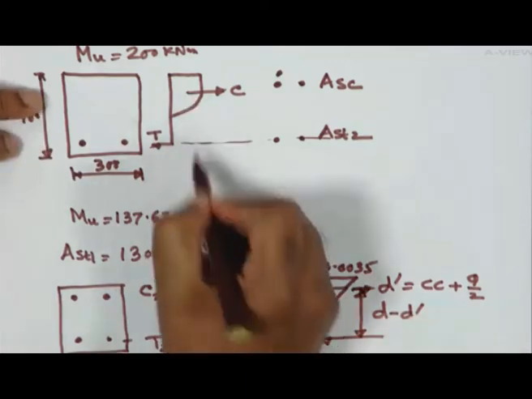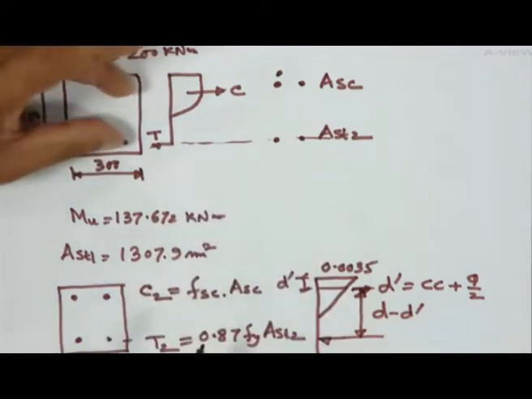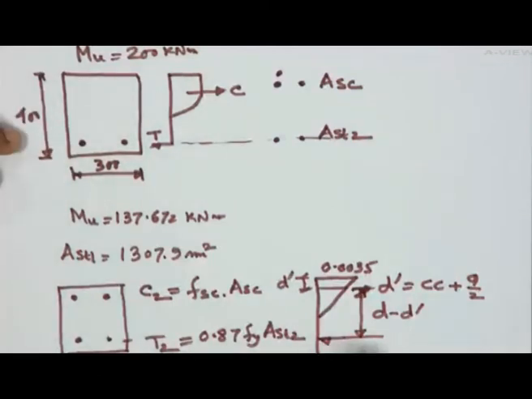Please note, this lever arm is different, because we are considering this at d minus d dash. So here I am doing one thing. Additional tensile reinforcement required, Ast2, equals Mu2 divided by 0.87 fy (d minus d dash). So 62.328 into 10 to the power 6 divided by 0.87 into 415 into (36 minus 33), because d dash I am considering here. So I am getting 520 square millimeter.